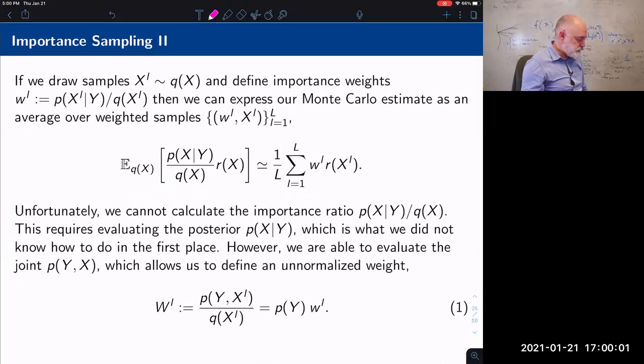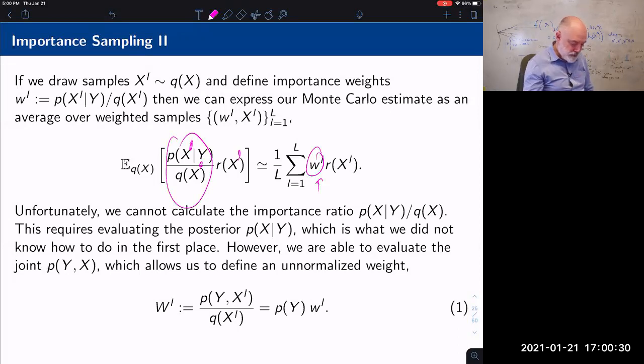So this works. If we draw samples from Q and define what we'll call importance weights, which are just the evaluation of the posterior density over the proposal density, we can express our Monte Carlo estimate as an average over weighted samples. If we could evaluate the value of this ratio, then the expectation is pretty straightforward. You just plug in the X^l values everywhere, resulting in some weights here.